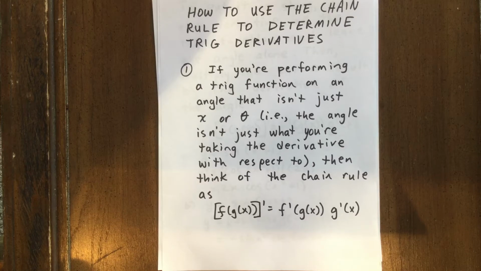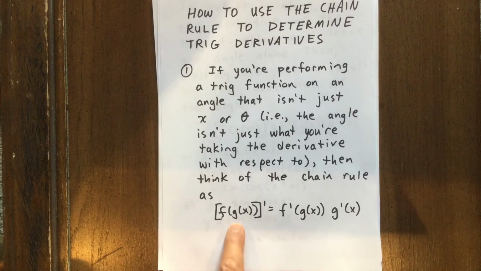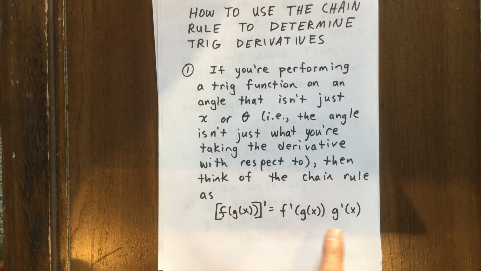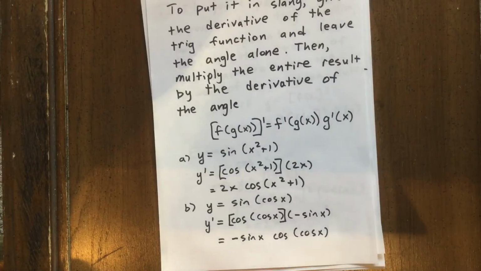In this video, we're going to talk about how to use the chain rule to determine trig derivatives. The first rule is, if you're performing a trig function on an angle that isn't just x or theta, in other words, the angle isn't just the variable that you're taking the derivative with respect to, then you want to think of the chain rule this way. The derivative of f of g of x is f prime g of x, g prime x. Okay, so let's see what that might look like.